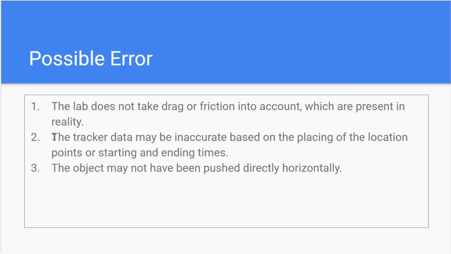The Tracker data may be inaccurate based on the placing of the location points or starting and ending time. The object may not have been pushed directly horizontally, which also may have made a difference.